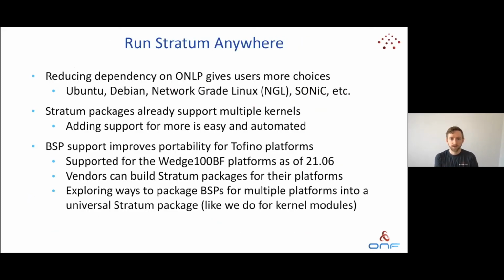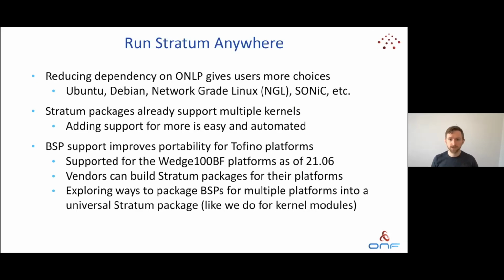Diving into portability a little bit more, we have a goal that you can run Stratum anywhere. Maybe not anywhere, but anywhere that you have a switch ASIC is perhaps the goal. So we've been largely trying to reduce our dependency on ONLP, which is the ONL platform API, over the last 6 months or so. This will give users more choice. The goal is not to require the use of ONL, Open Network Linux, as the base distro. We've had requests to use Ubuntu, Debian, Network Grade Linux, which is a new project that's getting started, SONiC, and other platforms as the base distro, and users want to run Stratum on top of that. So we're working towards that.